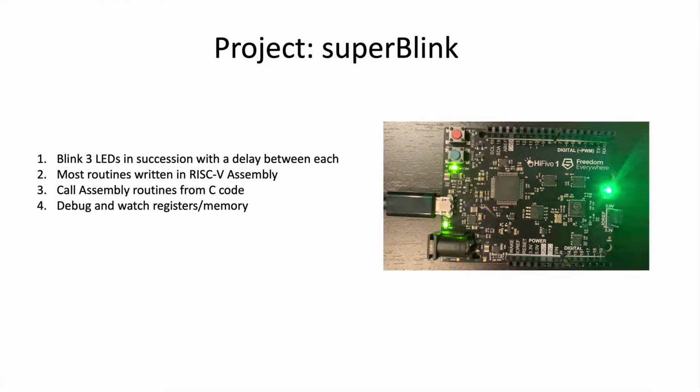But the other thing I wanted to show you was how you could actually write most of your code in RISC-V assembly, but call it from C code. And so our main routine is really going to be written in C. It's going to be very simple. But in that C code, we're going to call some functions, but those functions are going to be written in an assembly language. And you're going to see how we do that and how all that comes together.